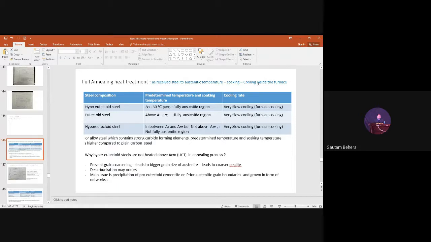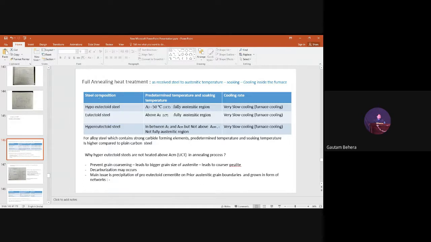And this part is important. In full annealing, the cooling will be done inside the furnace. What it means? It means you take the steel sample, put it inside the furnace, switch on the furnace, and the furnace will take the steel to the austenitizing temperature, and it is held for a certain duration of time. After that, we'll switch off the furnace. That's all. We are not going to take out the sample, right? The sample will still be there inside the furnace, and we'll allow sufficient time for the sample to cool.